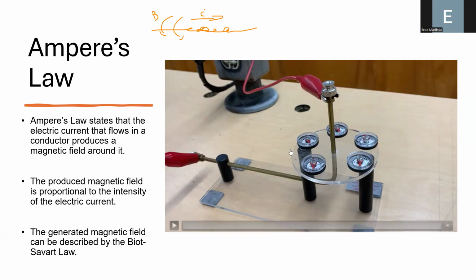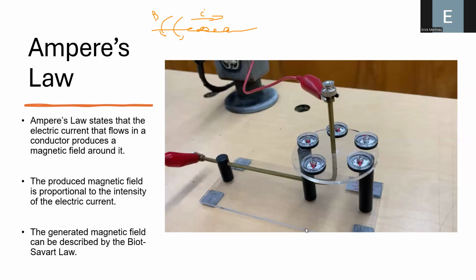In this video, the person is basically connecting a gold wire, and the gold wire is connected to a voltage source through these red cables. When he turns on the voltage, he's generating a current through this conductor.